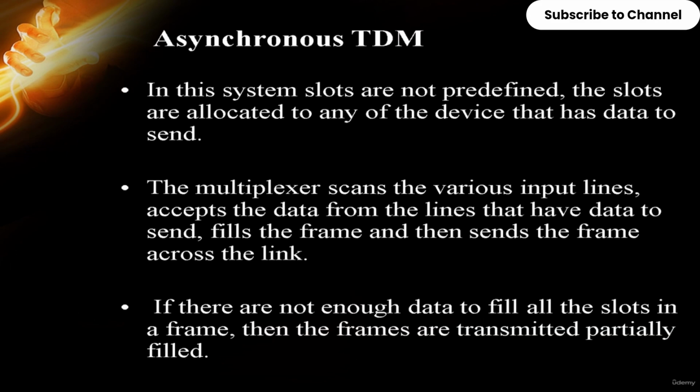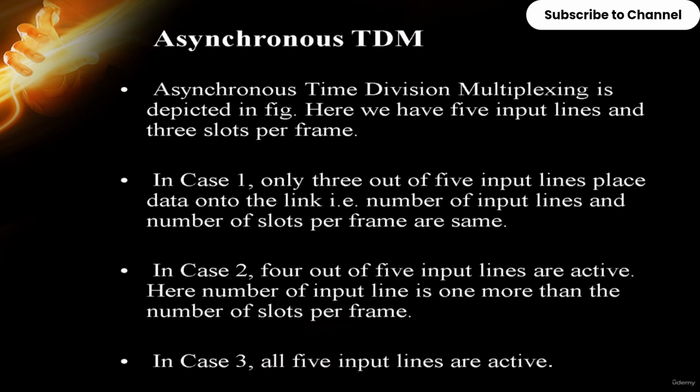As we already saw, the multiplexer scans the various input lines, accepts the data frames, and then sends the frame across the link. If there is not enough data to fill the slots, then the frames are transmitted partially filled. And in asynchronous time division multiplexing, there are three scenarios or three cases.